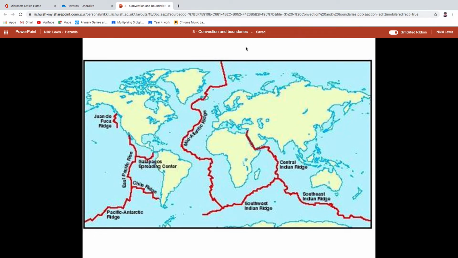So you get them in all of these places. So all of these are going to have volcanic eruptions. All of these are going to have earthquakes, but notice they're generally in the middle of oceans, and therefore we don't hear about them. They don't really affect anyone.